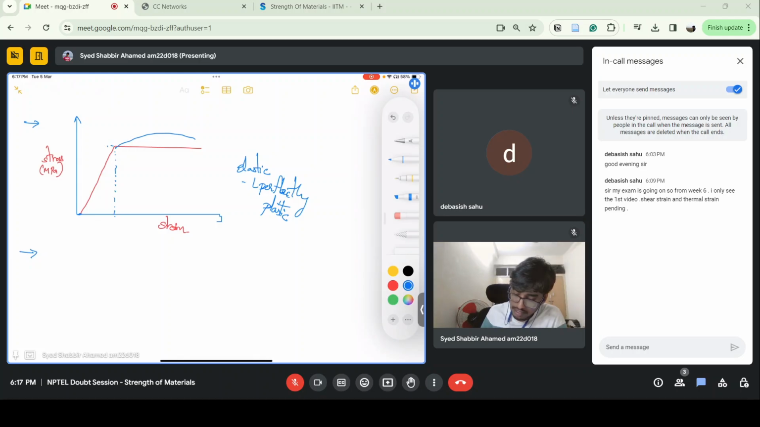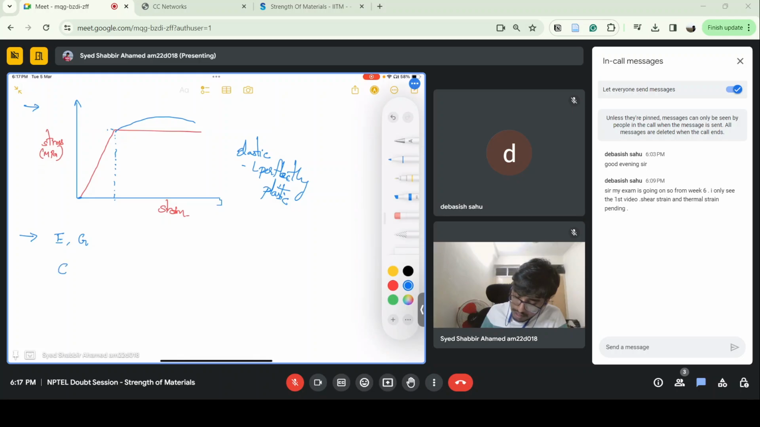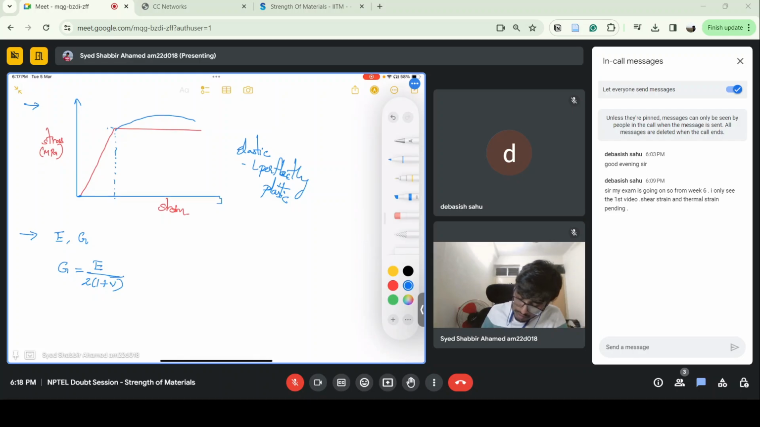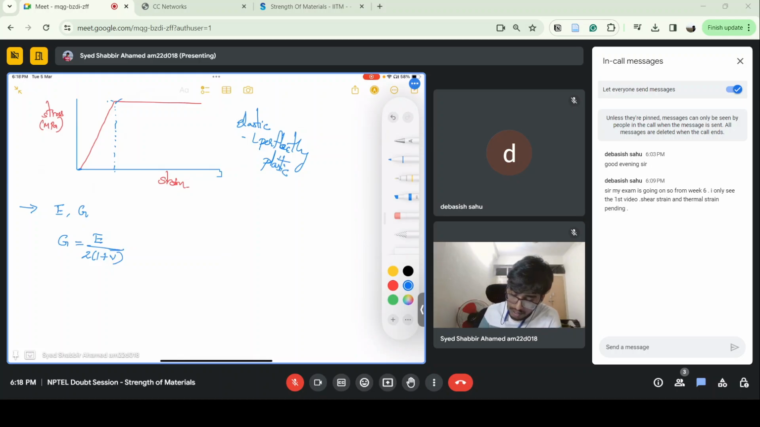The other thing is the interrelationships which were discussed in the second lecture. The relationship between E and G, the shear modulus, is G equals E by 2 into (1 plus mu). If we have E and mu, the Young's modulus and the Poisson's ratio, you can get the shear modulus using this relationship. So there are only two independent elastic constants, because if you know two, you can get the other one. That's why we say for an isotropic material there are two elastic constants.